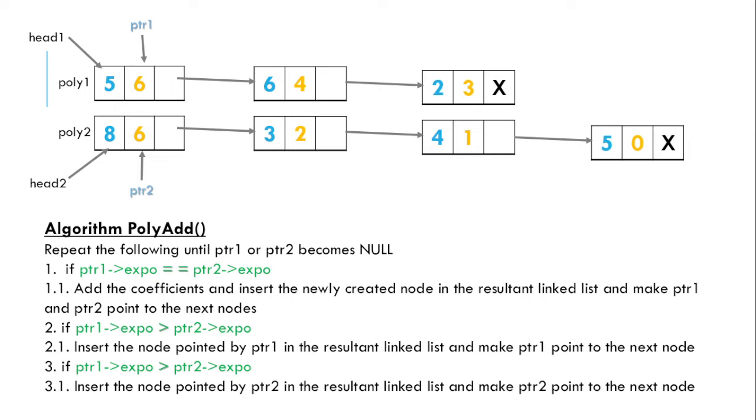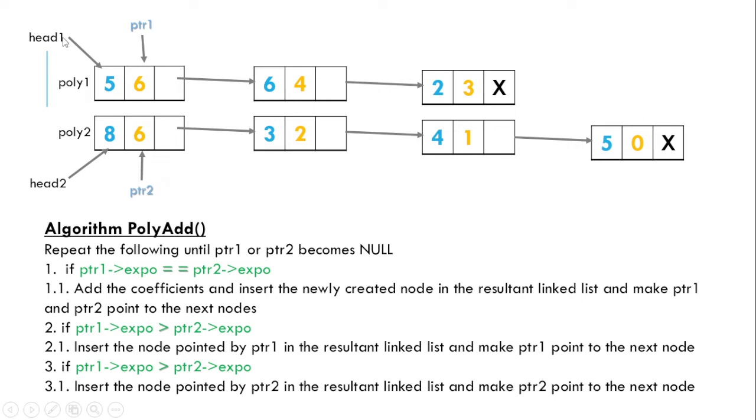Why are we using extra dummy pointers to traverse? It is because if we traverse using head 1 or head 2, we will lose the information about where the first node is located while we move on to the next nodes. In a singly linked list, there is no provision to come back. So it is essential to make another dummy pointer to traverse through the singly linked list.